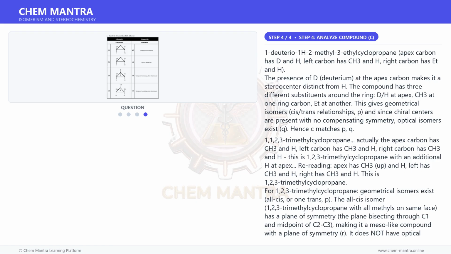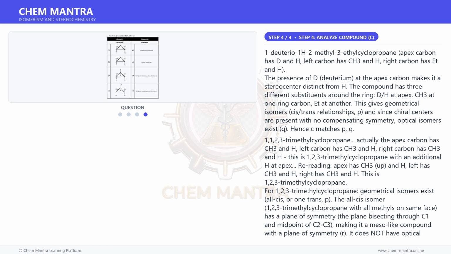1,2,3-trimethylcyclopropane. Actually, the apex carbon has CH3 and H, left carbon has CH3 and H, right carbon has CH3 and H. This is 1,2,3-trimethylcyclopropane with an additional H at apex. Rereading, apex has CH3 up and H, left has CH3 and H, right has CH3 and H. This is 1,2,3-trimethylcyclopropane.